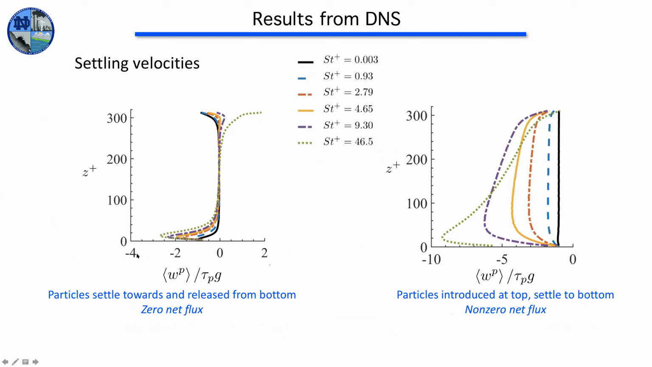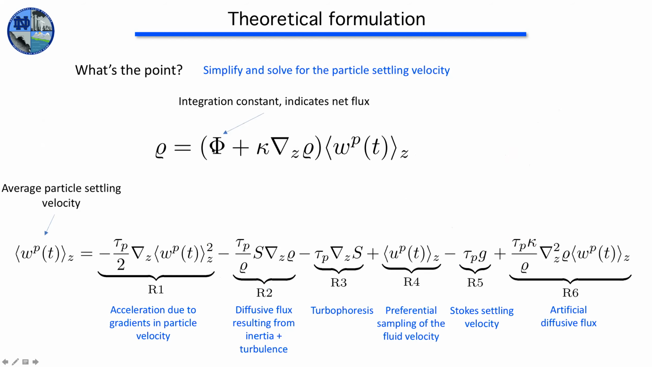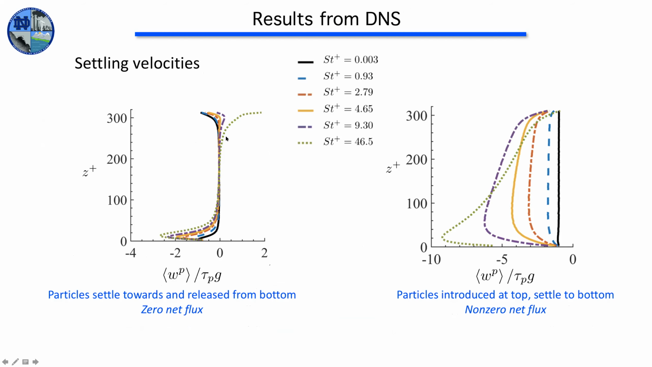If I just remind us of what we're looking at, I'm only going to focus on these two. This is the average particle velocity for the case of zero flux. Here it is for the case of the non-zero flux. We would like to see which of these 6 terms that I've just identified are important for actually establishing these patterns here. This one's obviously interesting because it changes with Stokes number as we go from low to high.